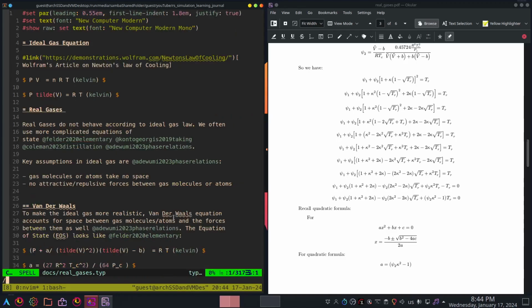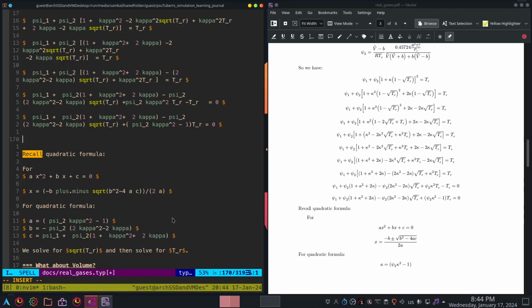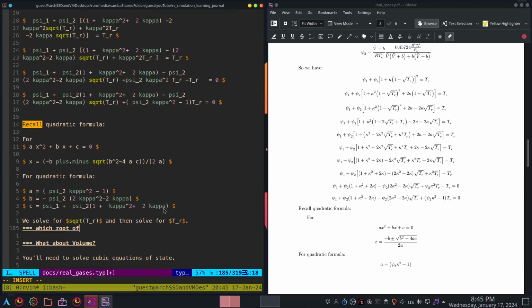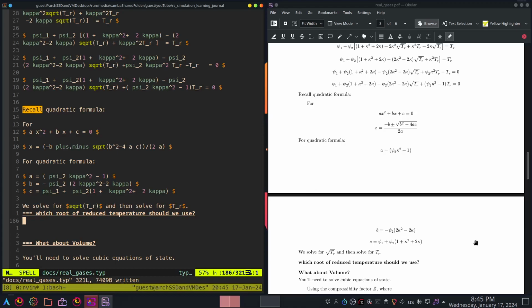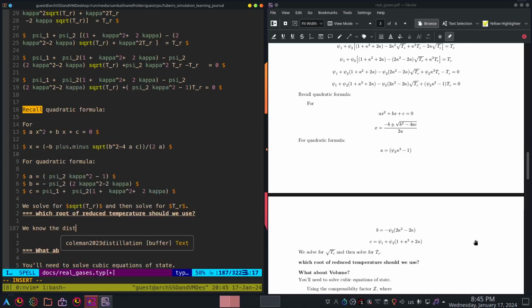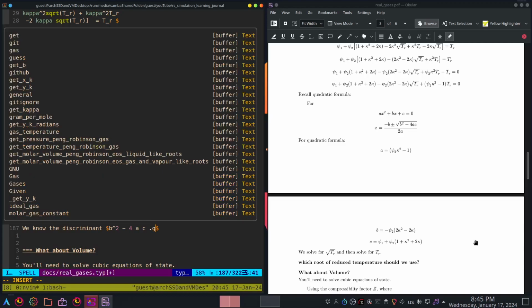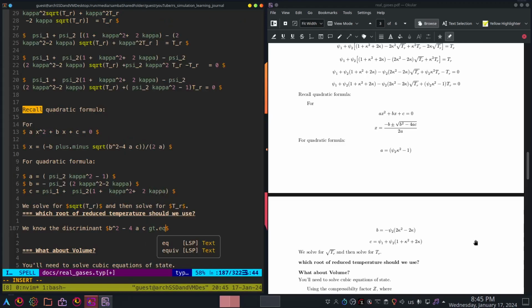Real gases here. So let's put it on here. Which root do we use? Which reduced temperature should we use? Okay, so let me just do that. We know the discriminant b squared minus 4ac should be greater or equal to 0.